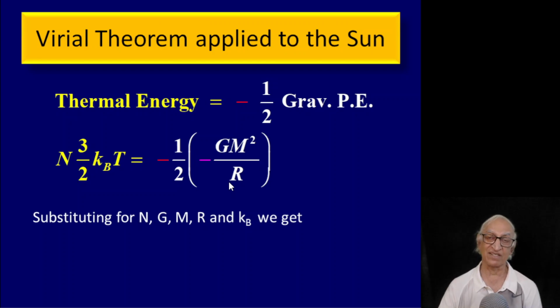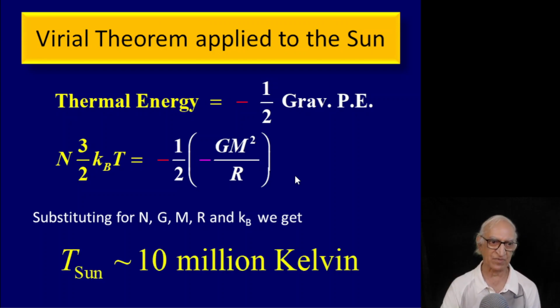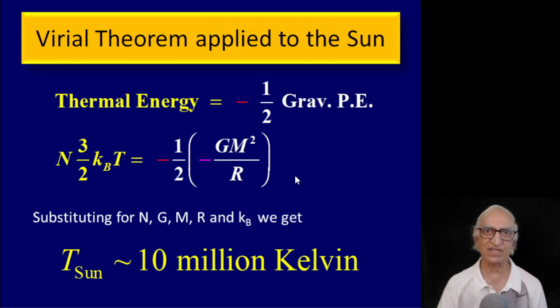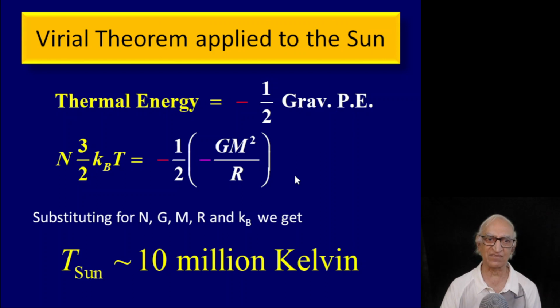Therefore, since it's ionized, you will get the number of protons and number of electrons in the sun, and that number is approximately 10 to the power 57. Please put in the numbers and convince yourself that the total number of particles in a star like the sun is indeed of the order of 10 to the power 57. If you put in all these things, you get this marvelous result that the average temperature of the interior of the sun is 10 million degrees Kelvin. Isn't it marvelous?